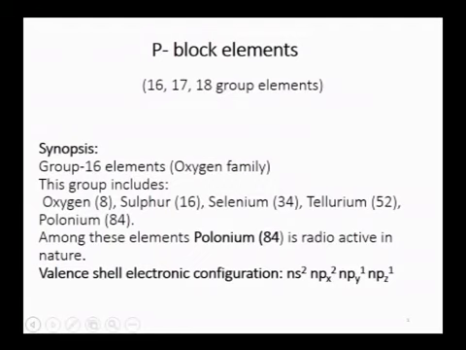Regarding synopsis, group 16 elements, that is oxygen family. This group includes oxygen, sulfur, selenium, tellurium, polonium. Among these elements, polonium is radioactive in nature. The valence shell electronic configuration of these group elements is ns2, npx2, npy1, npz1.